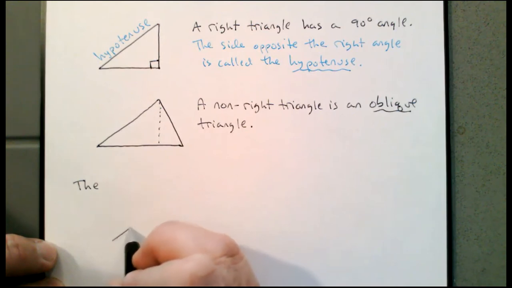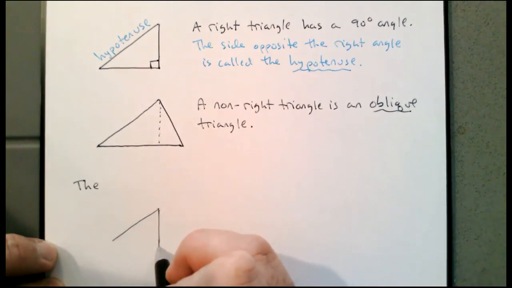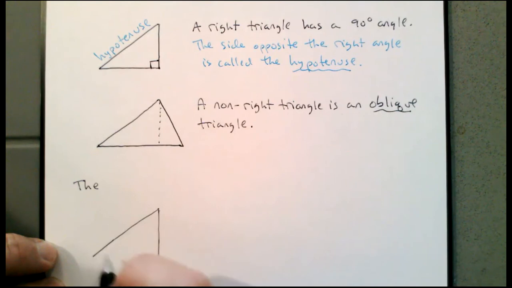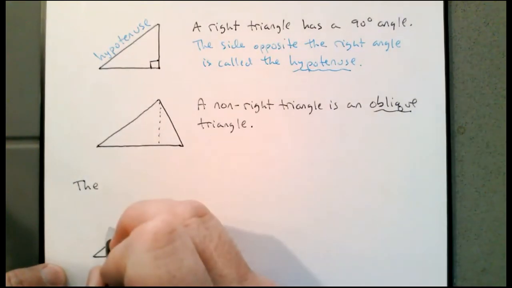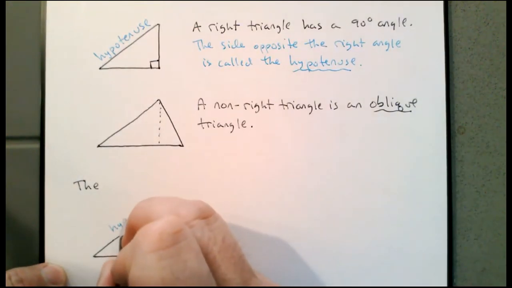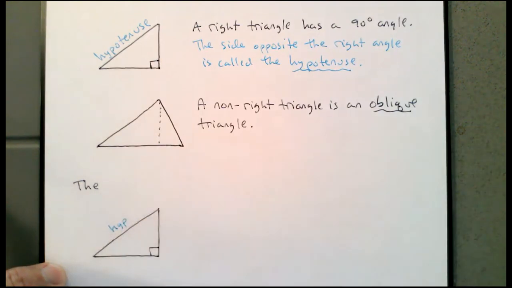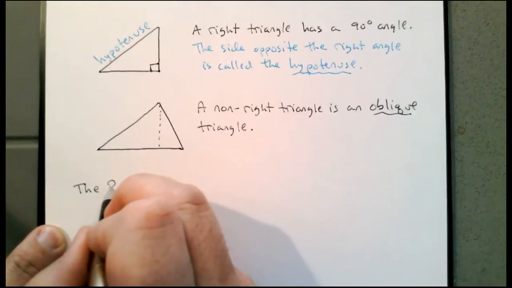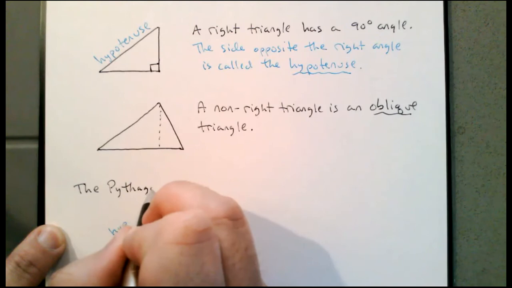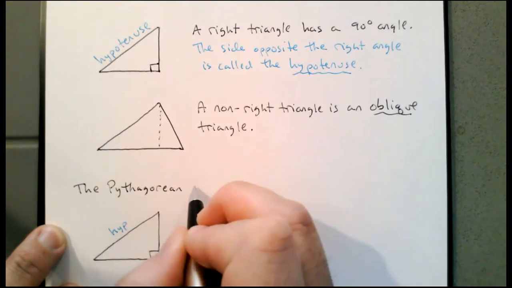Start drawing the right triangle. Isn't there like a hypotenuse and the opposite of the hypotenuse? I'm going to write up something about the sides and the legs of a right triangle. The Pythagorean theorem. The Pythagorean theorem.